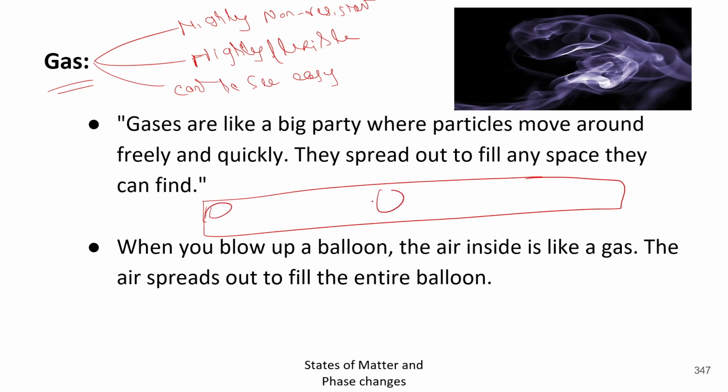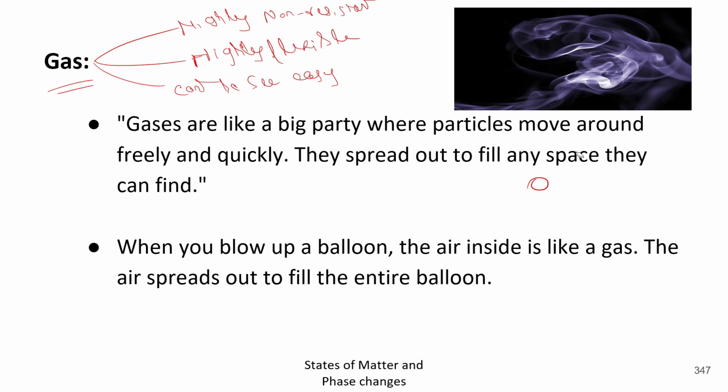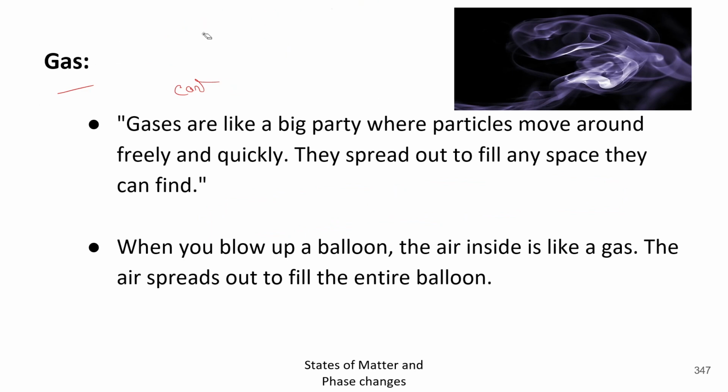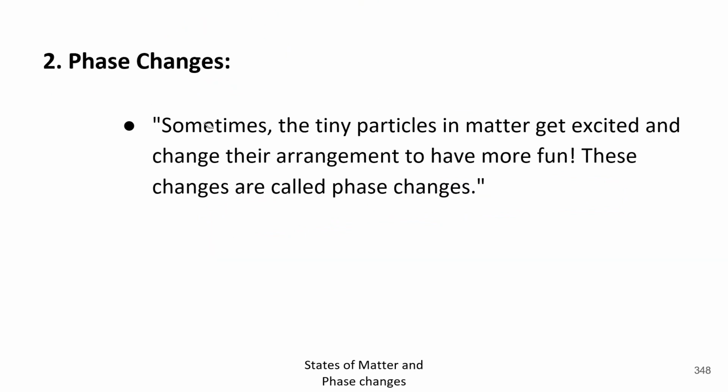Like if one atom is here, second one is here, third one is here. So here you can say there is a lot of gap between the gaseous atoms. Due to this, it is highly flexible. Got it? Now, let's come to the next point.